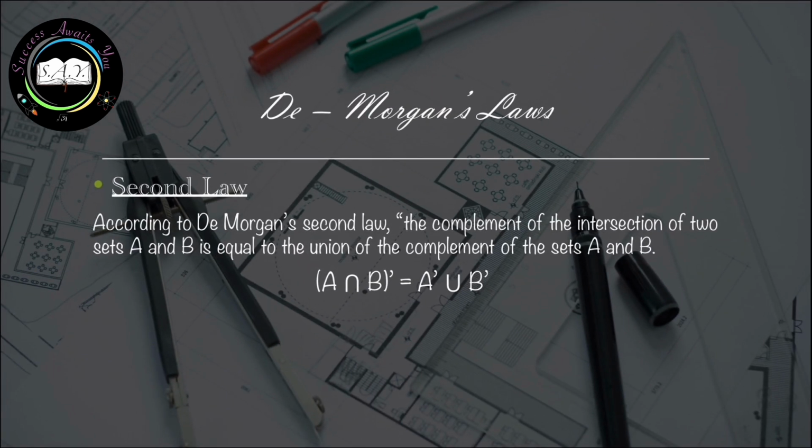Moving on to our last topic, that is the second law of De Morgan, which states, the complement of the intersection of two sets is equal to the union of the complements of these sets. Suppose sets A and B, so (A intersection B) complement is equal to complement of A union complement of B.